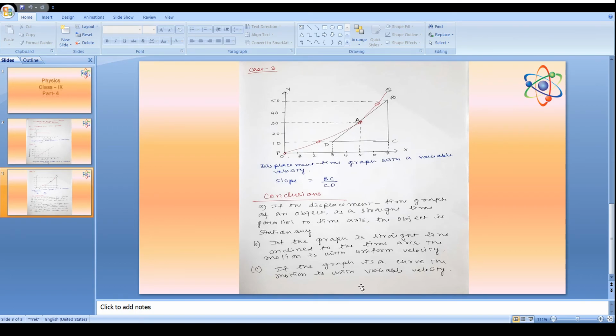Now in the displacement time graph, the slope of the straight line or the tangent to the curve at an instant gives the velocity of the object at that instant. If the slope is positive, it represents motion away from the origin, and if the slope is negative, it represents motion towards the origin. Knowing the velocity of the object at different instants from the displacement time graph, the velocity time graph can be drawn.